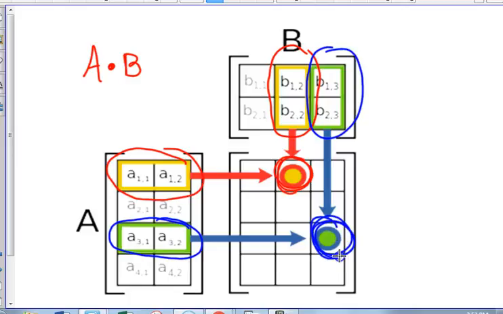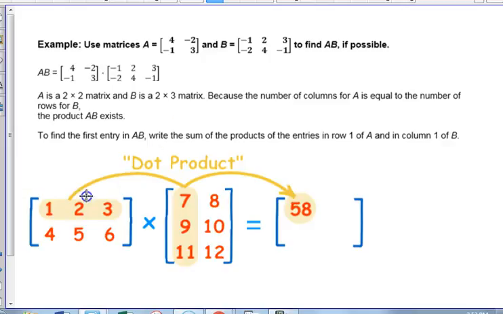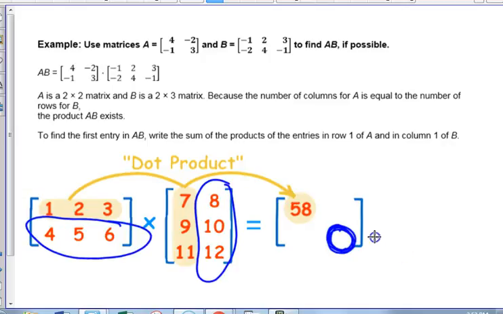All right? We talked yesterday. So to get this spot right here, what would I do? What's the name of that spot right there? Row 2, column 2, yes? This is row 2, column 2. So I would take row 2 times column 2. I would do 4 times 8 plus 5 times 10 plus 6 times 12. Yes.